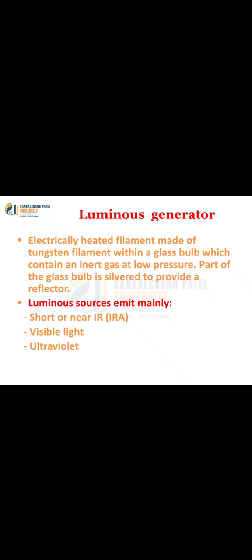It is an electrically heated filament made of tungsten within a glass bulb which contains an inert gas at lower pressure. Part of the glass bulb is silvered to provide a reflector. Luminous sources emit mainly short or near IR, visible light, or ultraviolet.